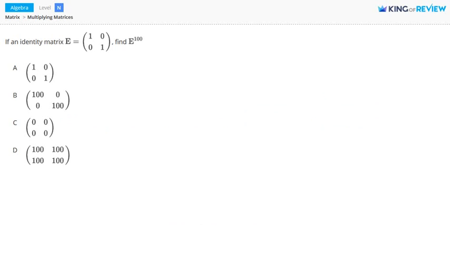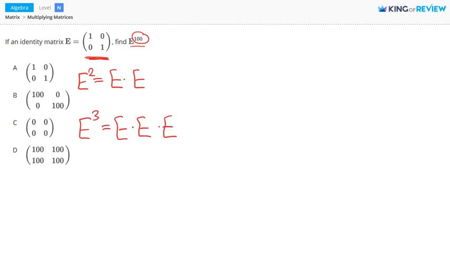If an identity matrix E equals this matrix here, find E to the power of 100. Now E to the power of 100 is just matrix E multiplied by itself 100 times. For instance, if we had E squared, this would be E times itself. Or if we had E cubed, this would be the matrix E multiplied by itself 3 times.